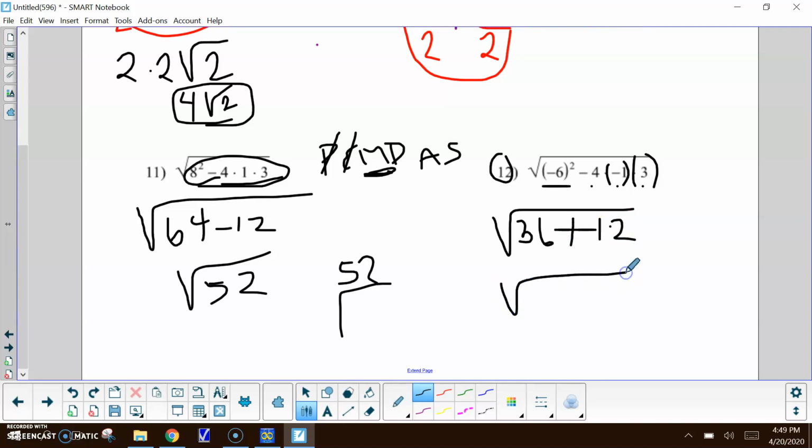So that is the square root of 48. All right, so just remember, be careful with your signs. All right, and that's it.